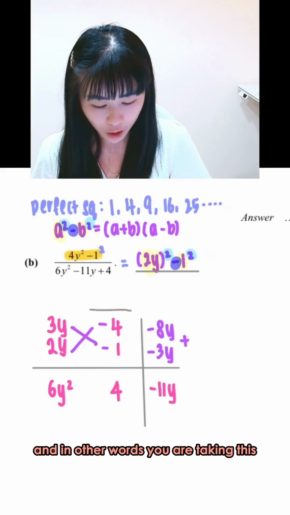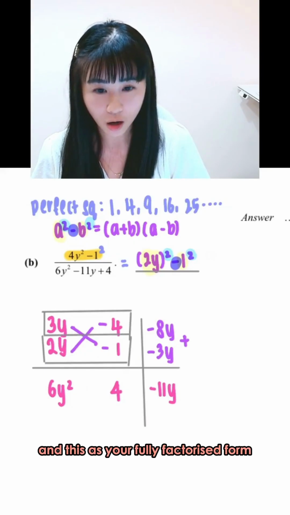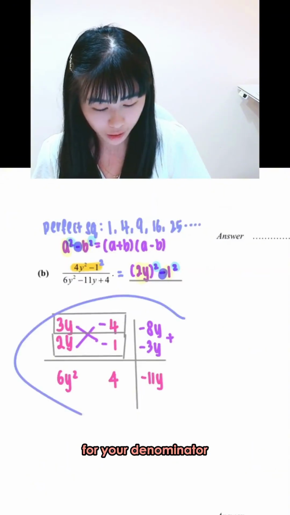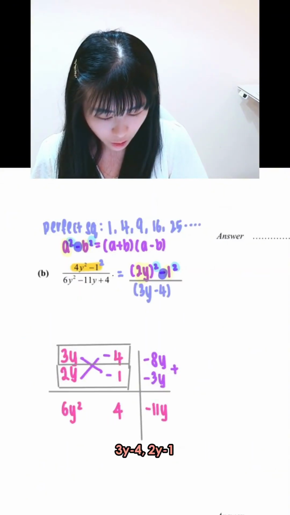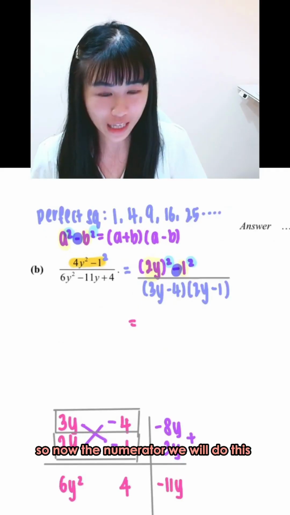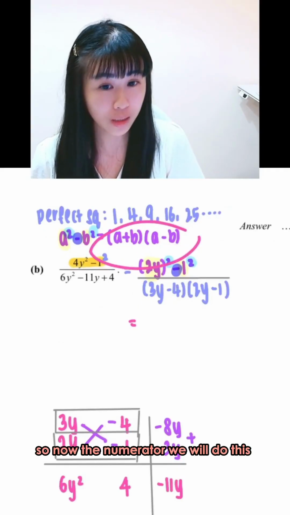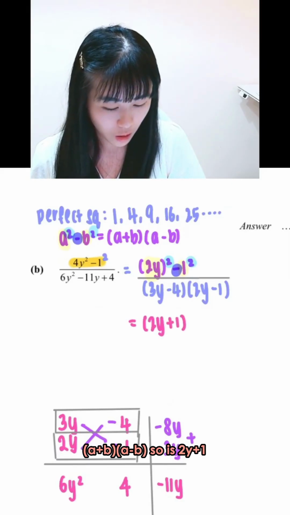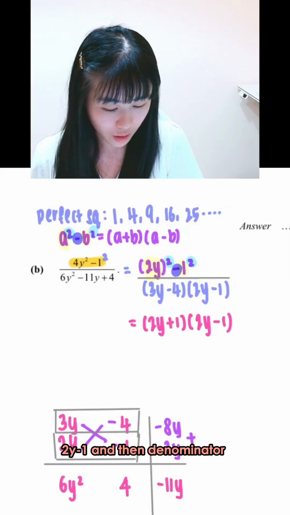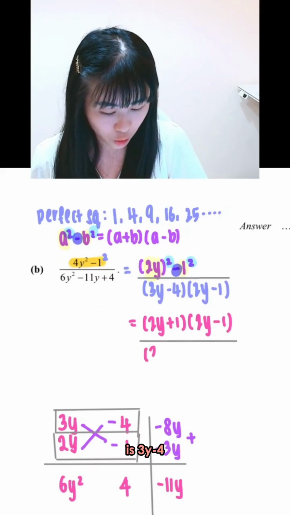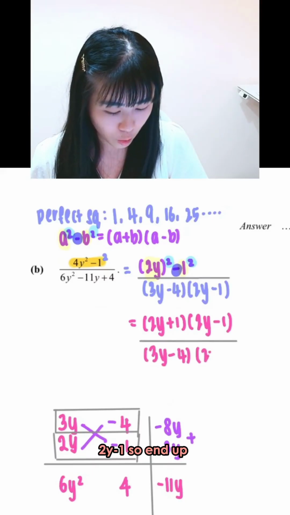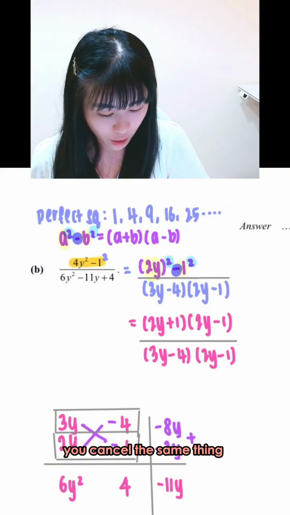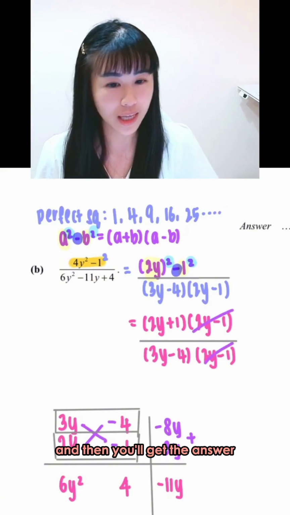In other words, you are taking this and this as your fully factorized form for your denominator: 3y minus 4, 2y minus 1. So now the numerator, we will do this. a plus b, a minus b. So it's 2y plus 1, 2y minus 1. And then the denominator is 3y minus 4, 2y minus 1. So in the end, you cancel the same thing and then you'll get the answer.